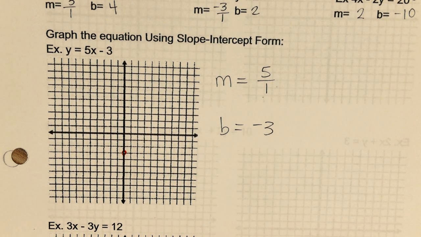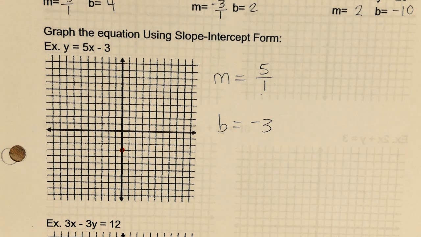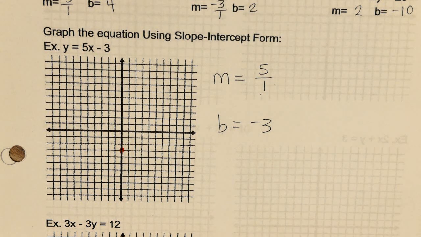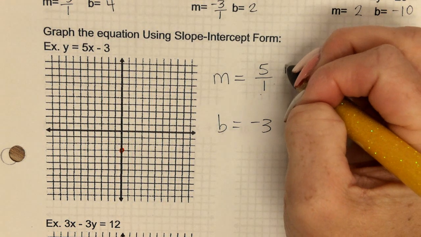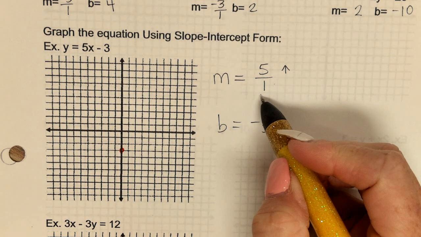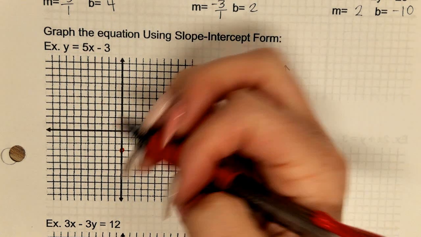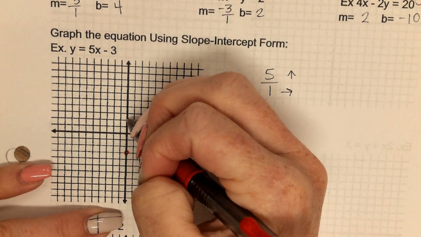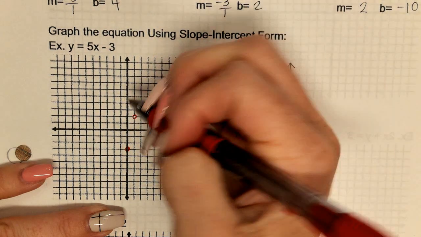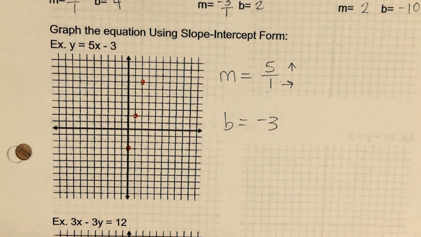Yes? You're going to use your slope to rise and run to the next dot. So my rise is +5. Since it's positive, which way would I go? Up. So I'm going to put an up sign right here. My 1 is also positive, so which way would I go? Right. So I'm going to go up 5, right 1. So 1, 2, 3, 4, 5, right 1, and there will be a dot. And you can put as many dots that will fit on the graph.